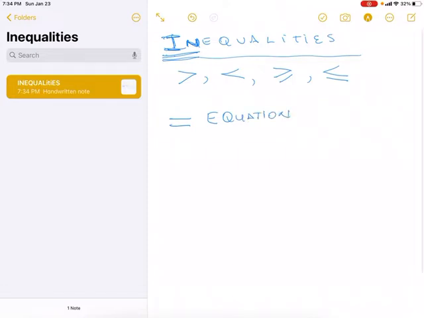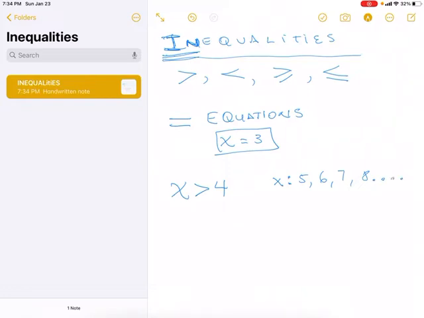And that means that when you have an equation, let's say x equals 3, that means the only value for x will be 3, nothing else. When we do inequalities, for example, you could have something like x is greater than 4. So x could be 5, 6, 7, 8, and so forth, right? You could have x is greater or equal to 4. Then that means it could also be 4.